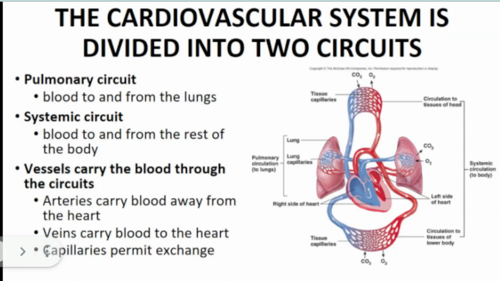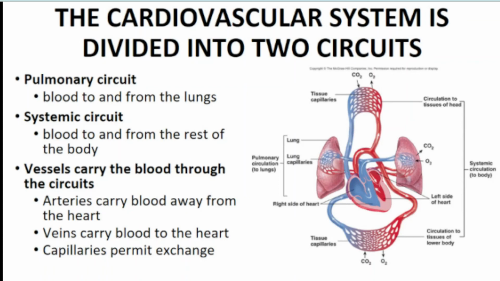As mentioned, there are two circuits where blood is being pumped into. First is the pulmonary circuit or pulmonary circulation, whereby blood is delivered to and from the lungs in order for blood to be oxygenated. The second is systemic circuit or systemic circulation, which is the delivery of blood to the rest of the body in order for the tissues to consume oxygen and also to expel carbon dioxide.